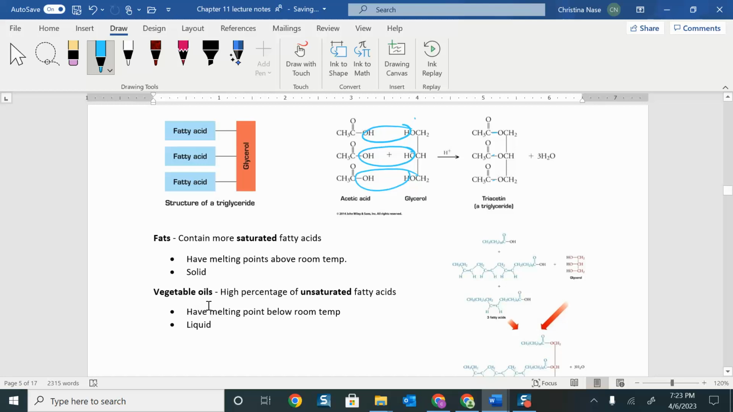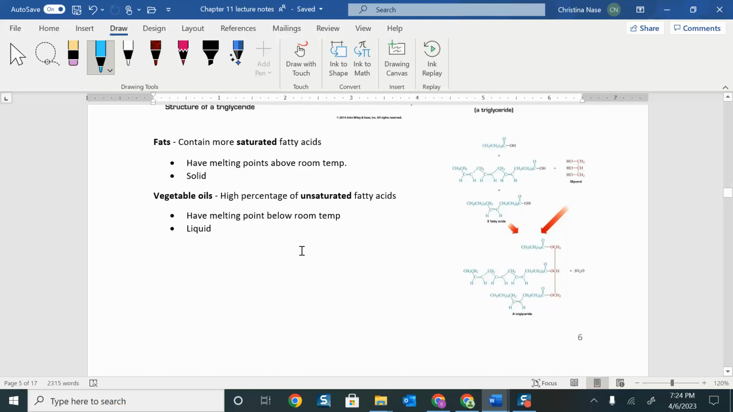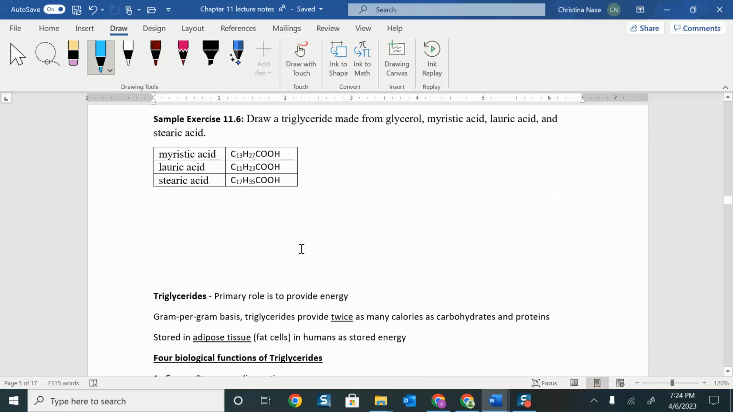Versus something like vegetable oils are going to have a lot of unsaturated fatty acids. You're going to have these double bonds. It's going to make it kind of kinky. They're not going to be able to pack as tightly. You have weaker intermolecular forces, and so you're going to have a lower melting point, and then it'll be a liquid at room temperature. Can we draw some of these?